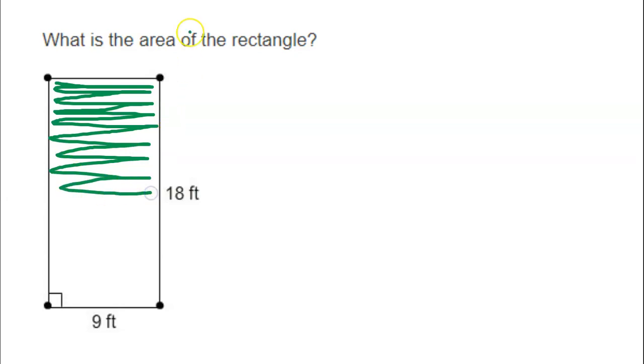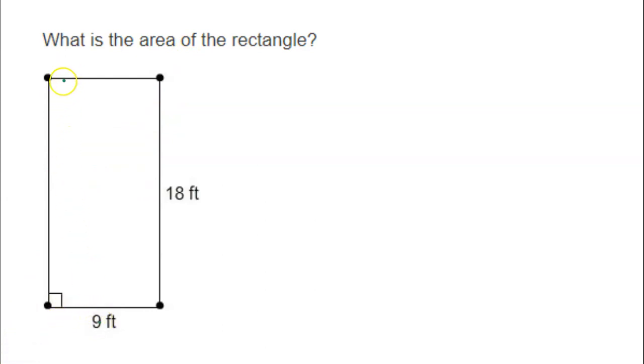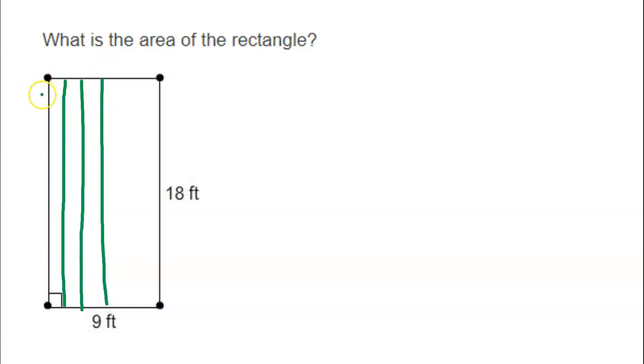The easiest way to think about the area of a rectangle is if I had 9 separate blocks right here, and then I had 18 separate blocks for my height. If I did that, which obviously those are not thin enough, then I would be able to count each of these square units right here. Okay, so when we're looking for area, we're going to use the formula base times height.